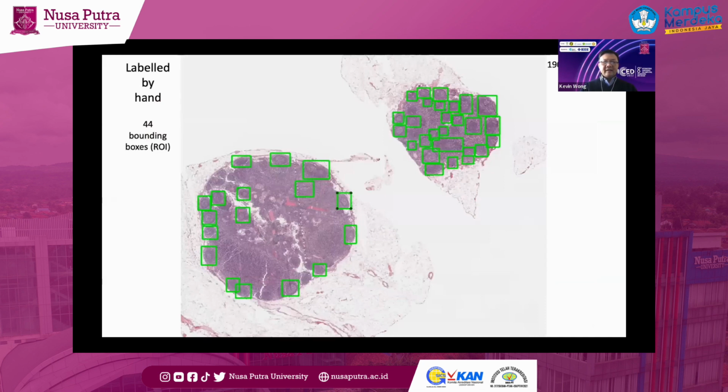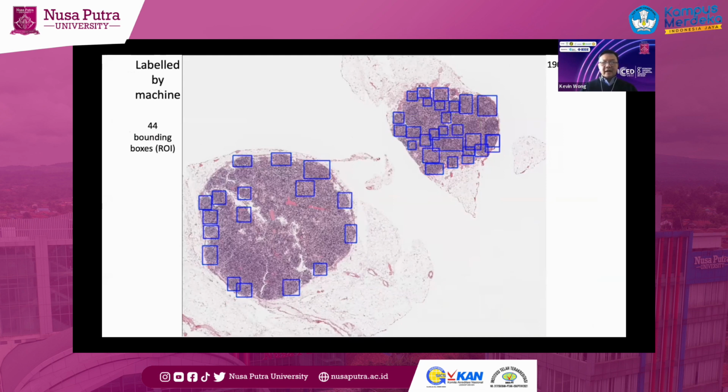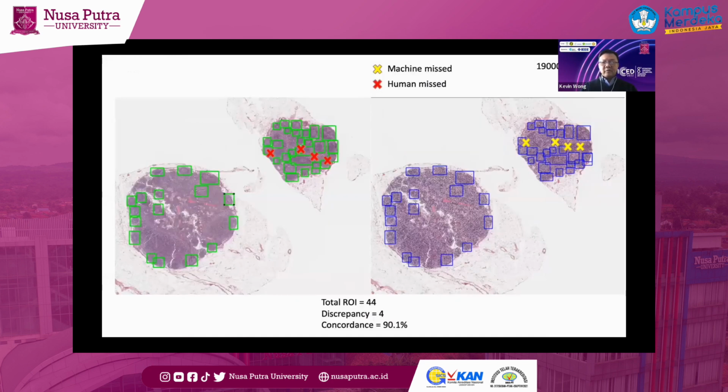This is the first slide, and this one is identified by the human. The human will go through the WSI using their computer, and then they find those 44 regions of interest. And the next one is identified by our RCNN. Obviously, if you see this and this, you can't see the difference. It looks quite similar. But when the senior pathologist puts them side by side, you can see that on the left side, the human actually misses 4 of them, and the machine also misses 4 of them. So the senior pathologists have a good idea.